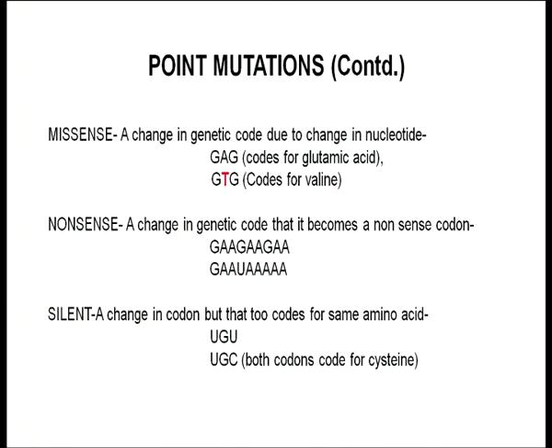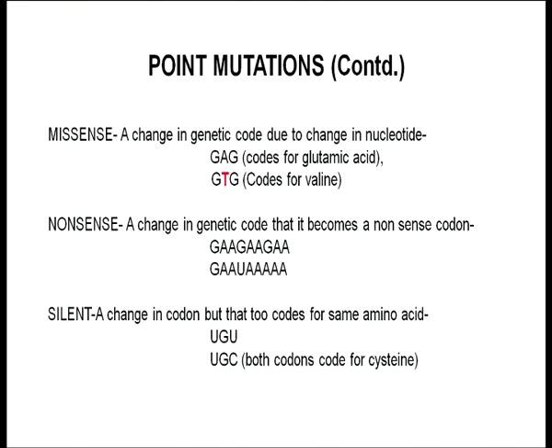In nonsense mutation, there is a change in the code so that it becomes a nonsense codon. Here I have taken an example of a messenger RNA, because U, uracil, is a part of messenger RNA. GAA has been changed to UAA, and you know that UAA is a termination codon. So the polypeptide chain will stop synthesizing and a proper protein will not be synthesized.